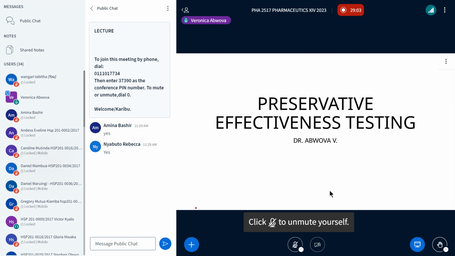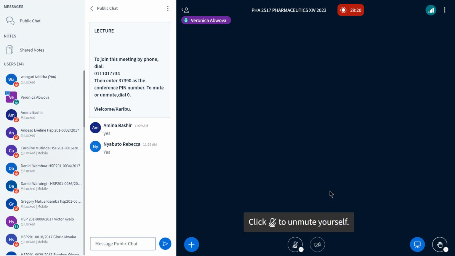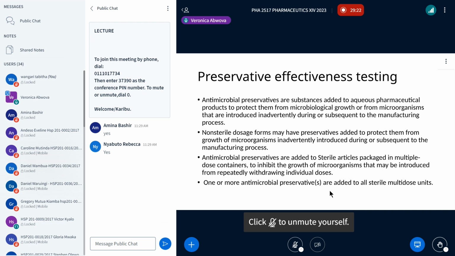Okay. So again, these are things that you need to be aware of. When you're talking about preservative effectiveness testing, there are specific microorganisms that we like to use for testing. Okay. So that we are sure that if this microorganism can be killed, then we are sure that others may not be able to survive.